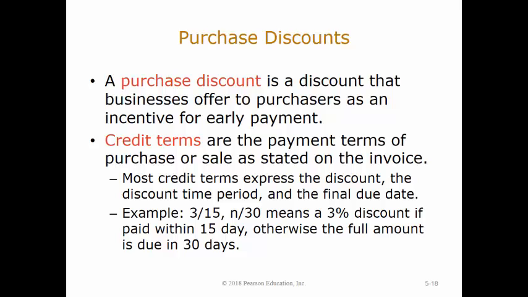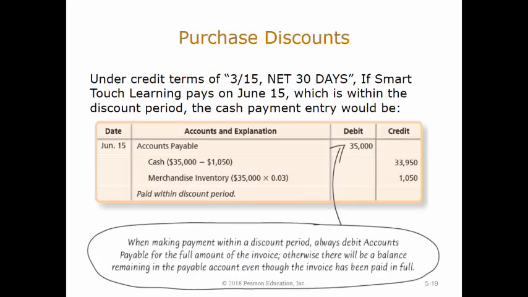These credit terms can also be expressed as 3/15 N30. Terms of N30 mean that no discount is offered and payment is due 30 days after the invoice date. Most credit terms express the discount time period and the final due date. Occasionally, the credit terms are expressed as EOM, which means payment is due at the end of the current month.